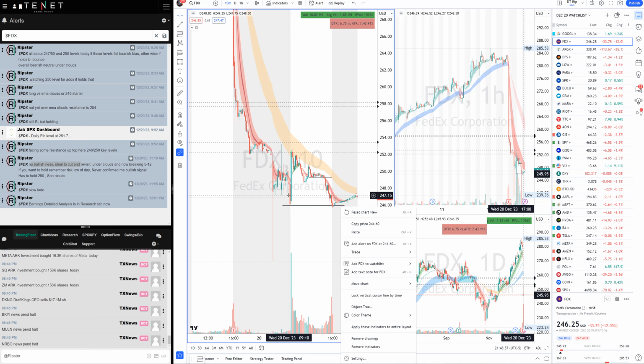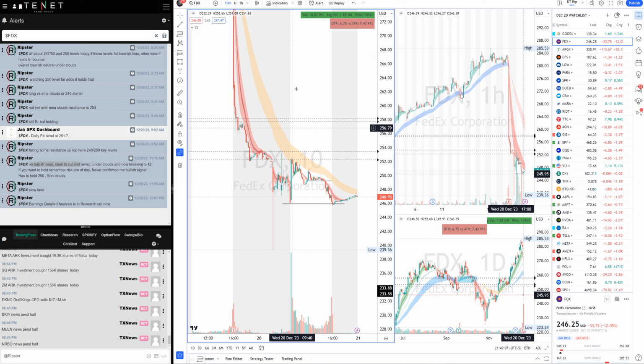I did good on SPX short. I lost a little bit on here, but that was a calculated risk, calculated loss. You have to take that risk, because if it turned bullish, there was so much room for FDX to run. But anyways guys, that was a loser.